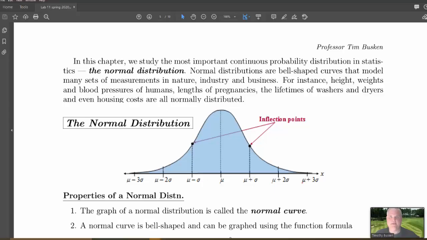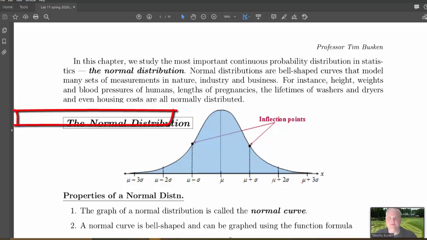In this chapter, we study the most important continuous probability distribution in statistics, called the normal distribution. Normal distributions are bell-shaped curves that model many sets of measurements in nature, industry, and business. For example, heights, weights, and blood pressures of humans, lengths of pregnancies, lifetimes of washers and dryers, and even housing costs are all normally distributed.